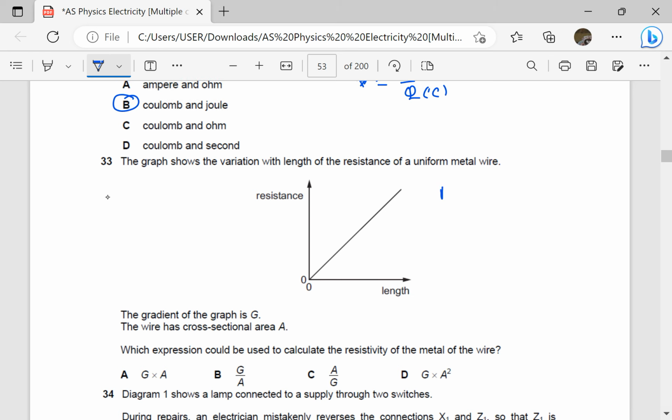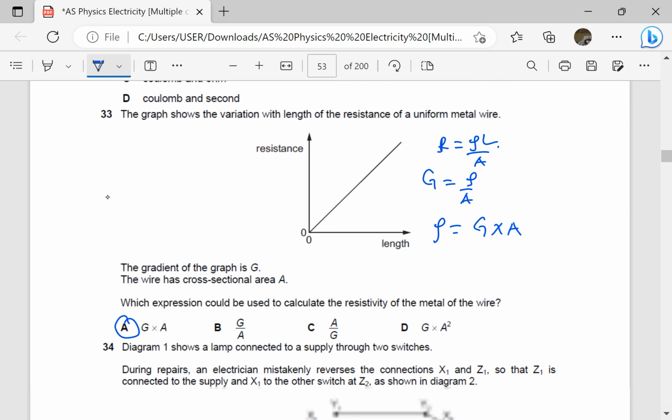So we know that resistance is equal to rho times L over cross-sectional area. It is a graph of R against L, so it means the gradient G is equal to rho divided by A, which means resistivity is going to be the gradient times A. So our answer is going to be option A.